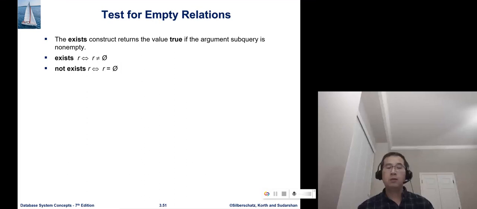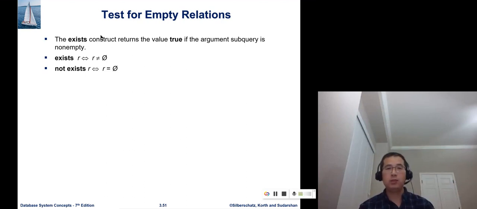Okay, let's continue for the next one. We want to test for empty relationships. That means testing whether a table relationship is empty or not. For example, use a subquery, and then the result will be a table. Whether this table is empty or not, we can use the exist construct.